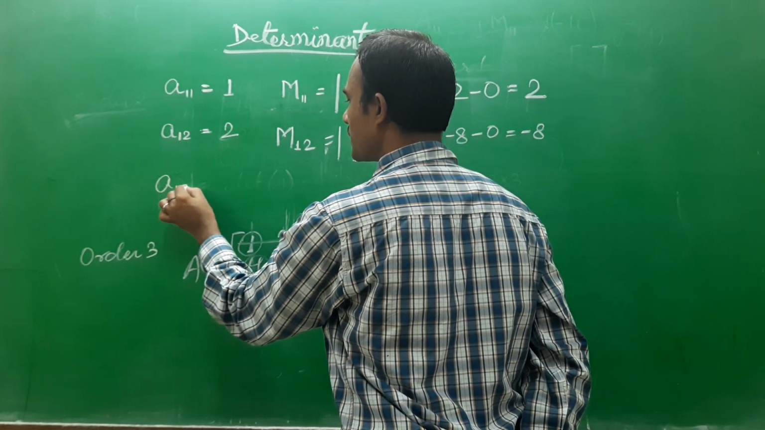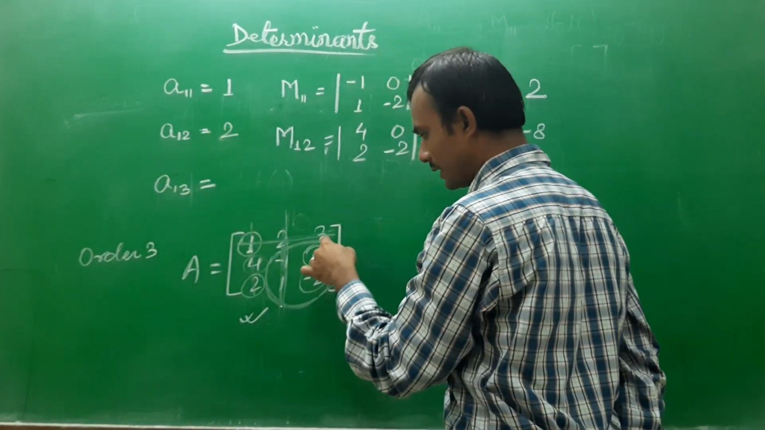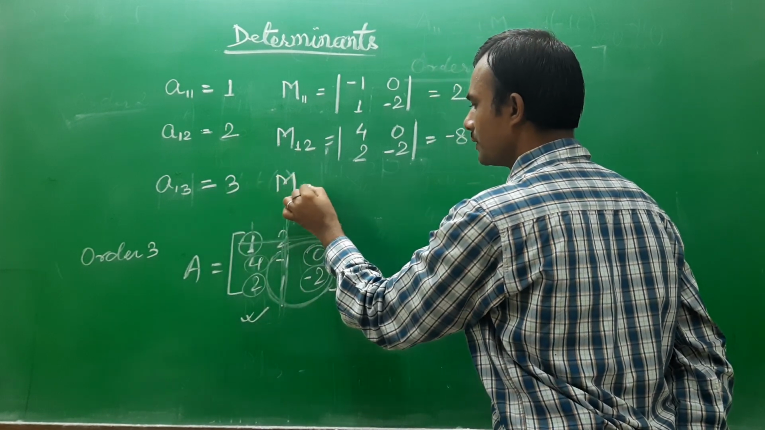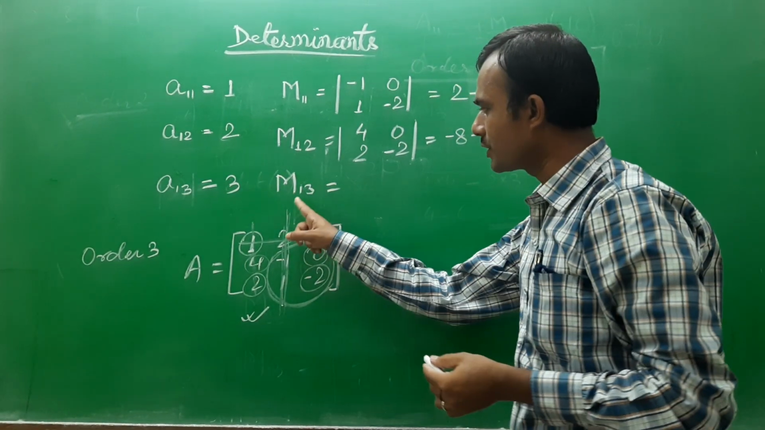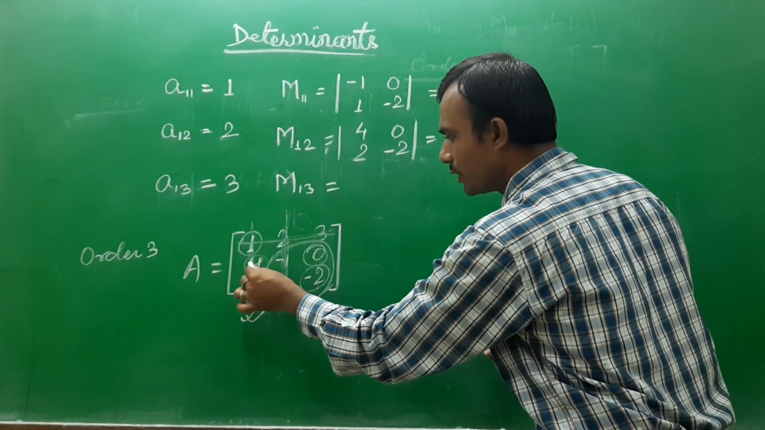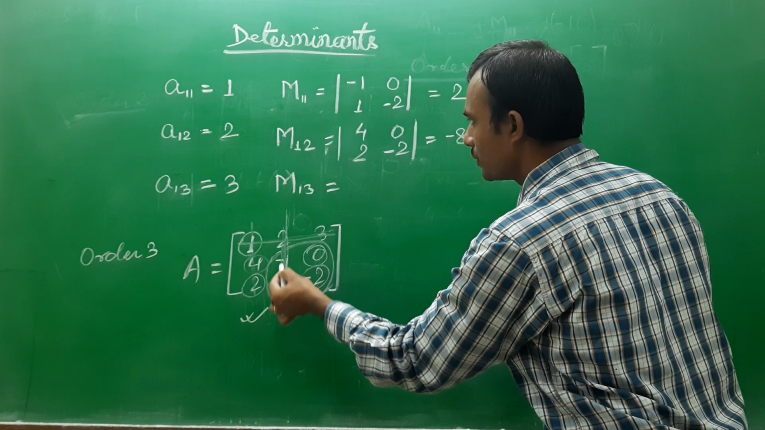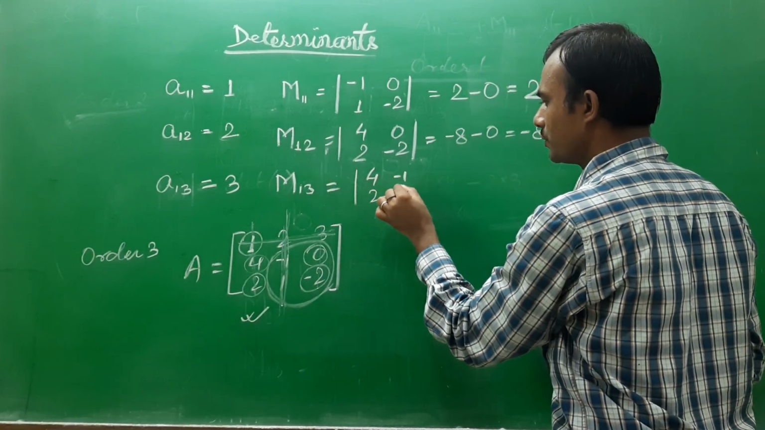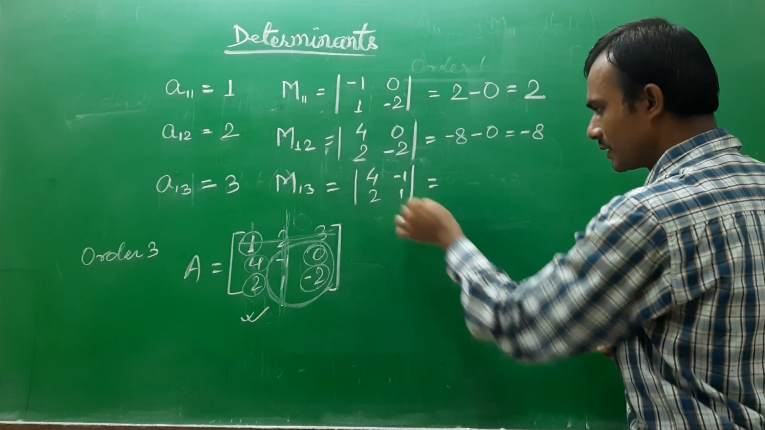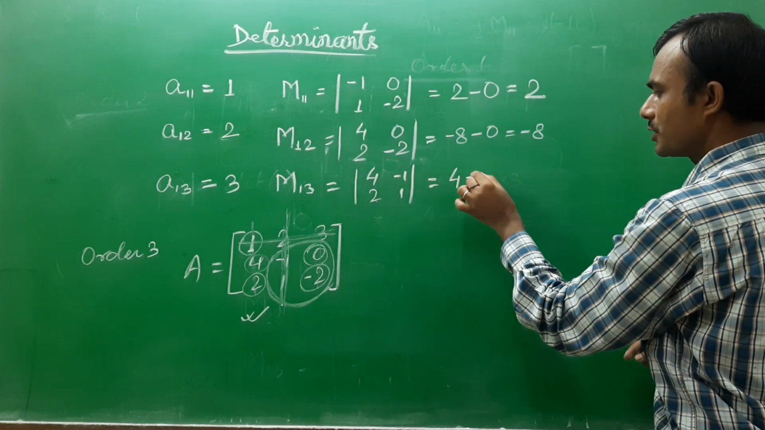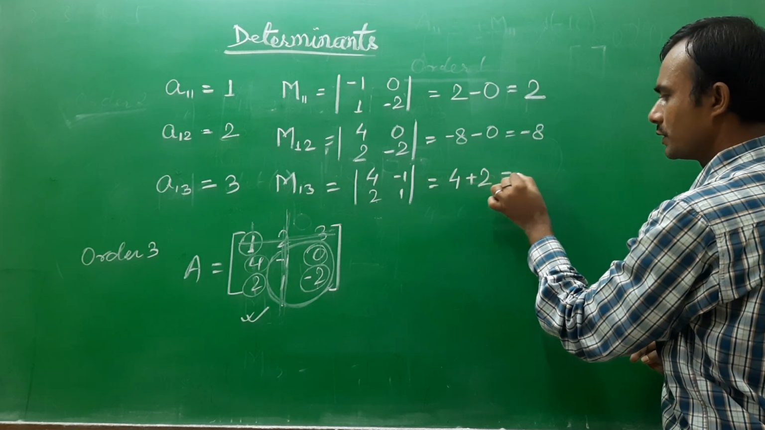And the last element of the first row is 3. Similarly, now delete the first row and third column. What do you have? 4, 2, minus 1, 1. Again, 4 plus, this is minus 2, so plus 2, giving 6.